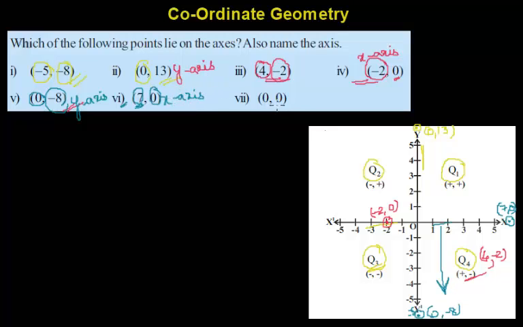Now, let us take this point. This is 0, 0. That means this point's abscissa is 0 and the ordinate is 0. We can mark this point here because it is 0 units away from x-axis and 0 units away from y-axis. Therefore, this is origin. In the next video, we'll solve some more examples related to coordinates.